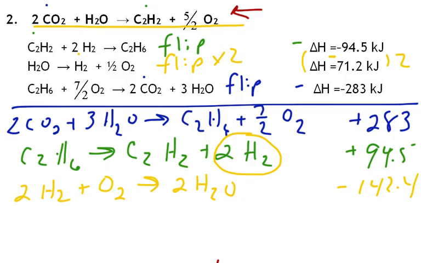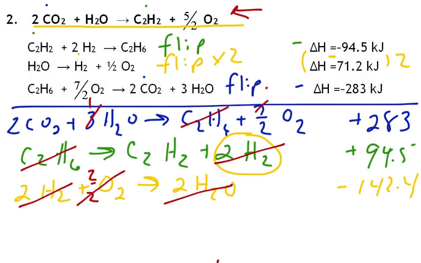Now we're ready to cancel stuff out. So we have 2 waters on this side, 3 on the other side, so that leaves us with just 1. We have 2 H2s on the left side, 2 H2s on the right side, so that cancels out. We have C2H6 on both sides, so they're just going to go away. They cancel each other out. We have 1O2 and 7/2 O2, so we're going to make that a 2/2 O2, just so it's easier to see. So 7 minus 2 is 5, so that one goes away, and we're left with 5/2 O2.